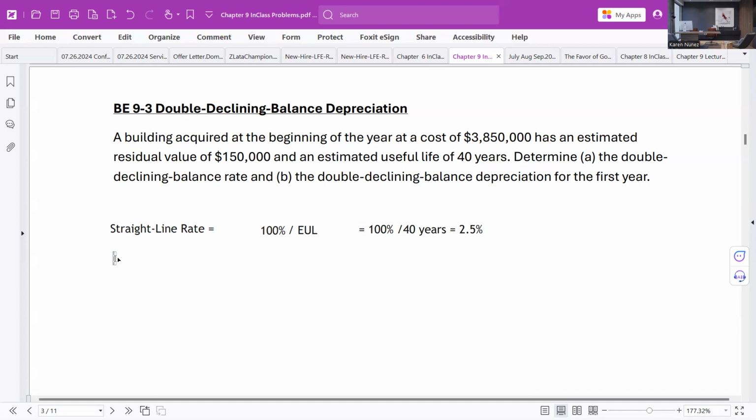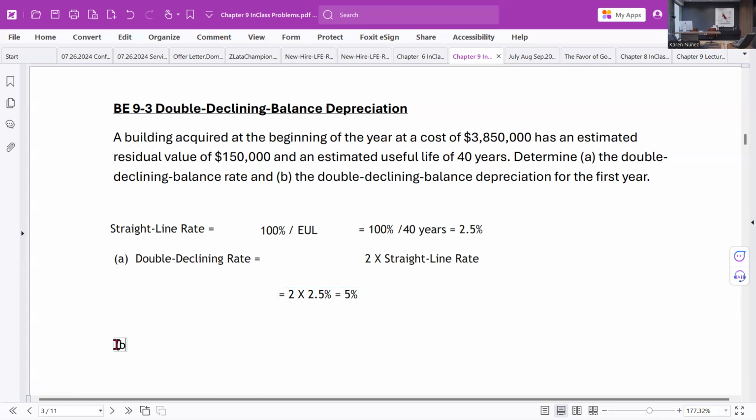So in part A, the double declining balance rate is 2 times the straight line rate. And we just determined here that the straight line rate is 2.5%. So 2 times 2.5% is going to give us the DDB rate of 5%. That's our DDB rate.